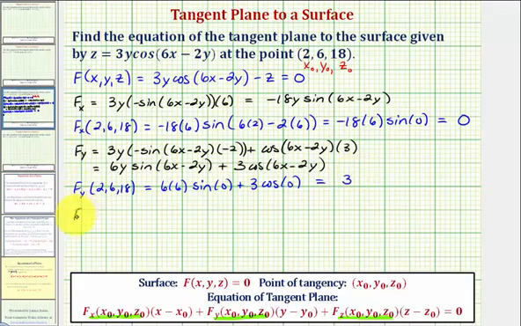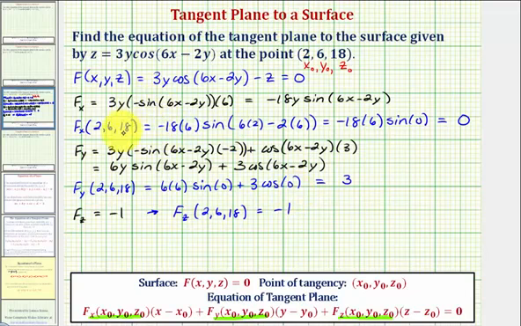Finally, we have the partial with respect to z. So we're treating x and y as constants. The derivative of the first term with respect to z would be 0. The derivative of negative z with respect to z would be negative 1. Which of course means the partial with respect to z at any point will be the constant negative 1.